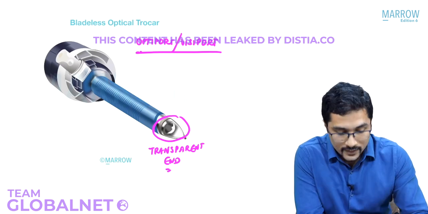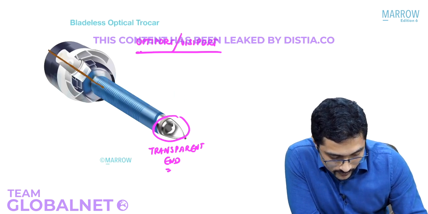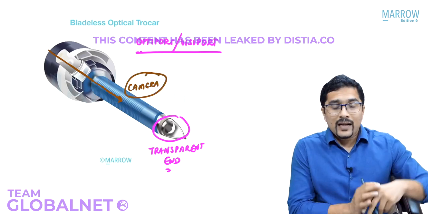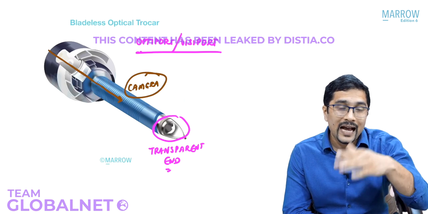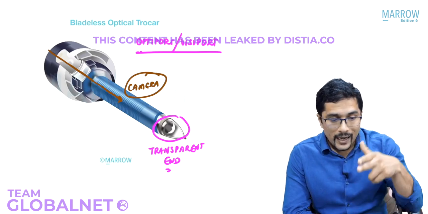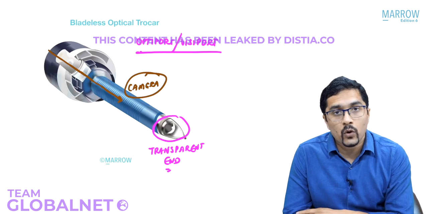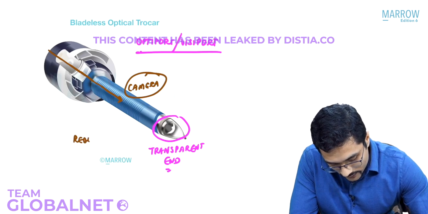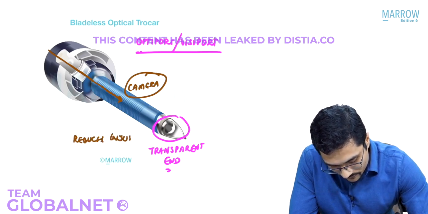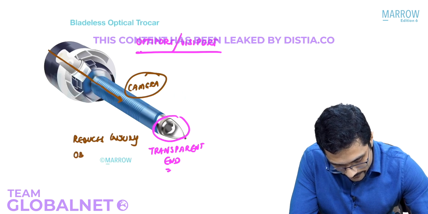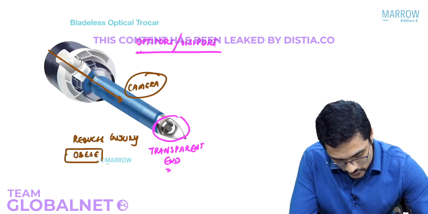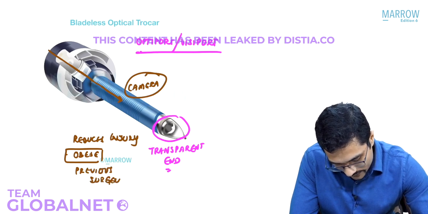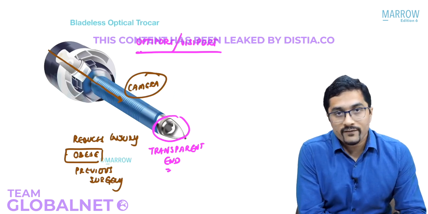So what is the advantage of this? I can put in my camera, and while I'm threading the trocar in, I can see where I'm going. So while inserting the trocar in, I know where I'm going. So this reduces the chances of injury. And this is specifically useful in patients who are obese and those who've had previous surgery, where we can use an opti port or a visi port.